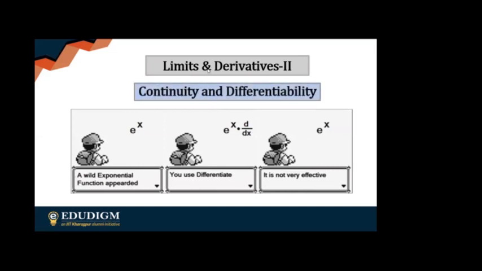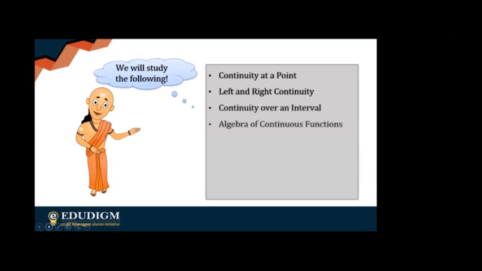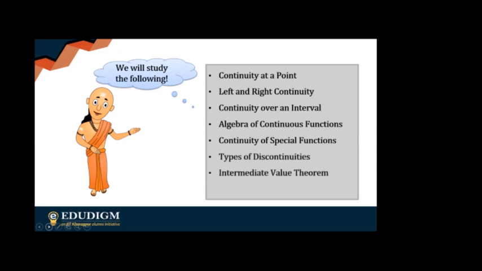Okay. So before we begin with the theoretical part and examples, let's just quickly see what we are going to learn today. Okay. Firstly, very basic continuity at a point, left and right continuity over an interval, some algebra, okay, some special functions and discontinuities, intermediate value theorem, and continuity of composition functions. Okay, so this is one of the biggest things that we will do.